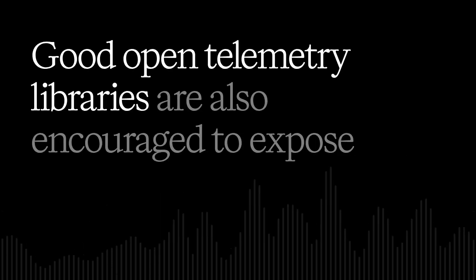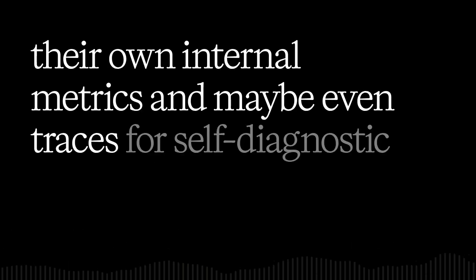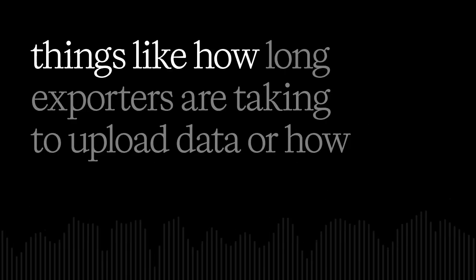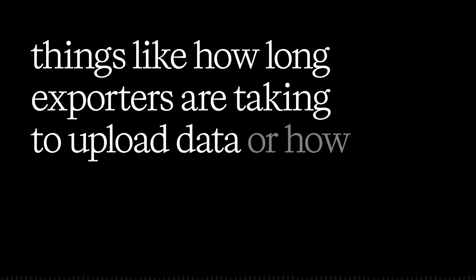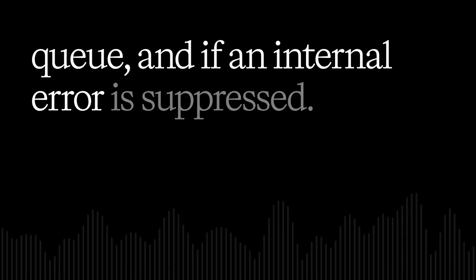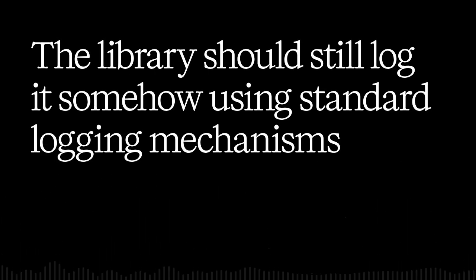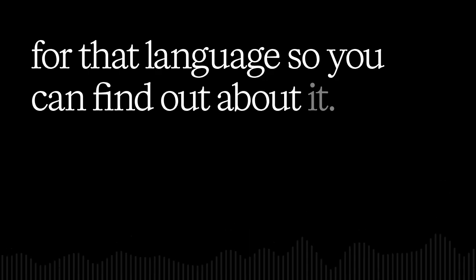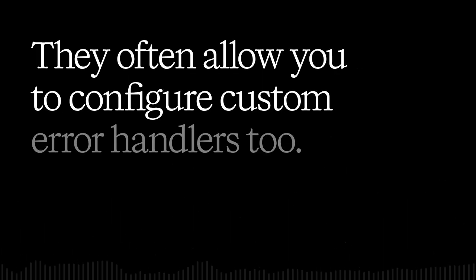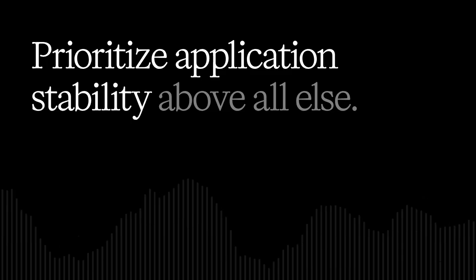Good OpenTelemetry libraries are also encouraged to expose their own internal metrics and maybe even traces for self-diagnostics. Things like how long exporters are taking to upload data, or how many items are currently buffered in an export queue. And if an internal error is suppressed, like that failing export, the library should still log it somehow using standard logging mechanisms for that language so you can find out about it. They often allow you to configure custom error handlers too. That's a really strong principle. Prioritize application stability above all else.